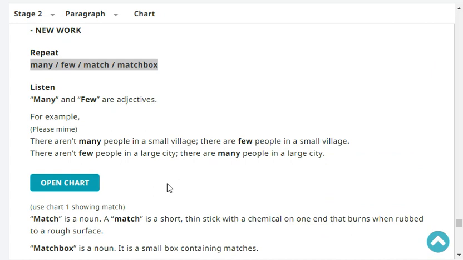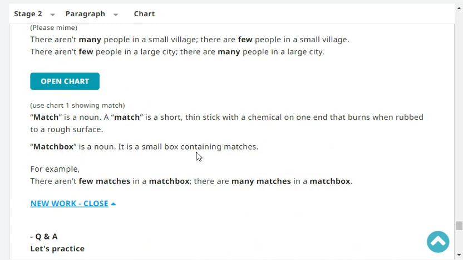There aren't few people in this village. Very good. There are many people in a big city. Very good. Next. Listen. A match is a noun. A match is a short, thin stick with a chemical on one end that burns when rubbed on a rough surface. Matchbox is a noun. It is a small box containing matches. For example, there aren't few matches in a matchbox. There are many matches in a matchbox.